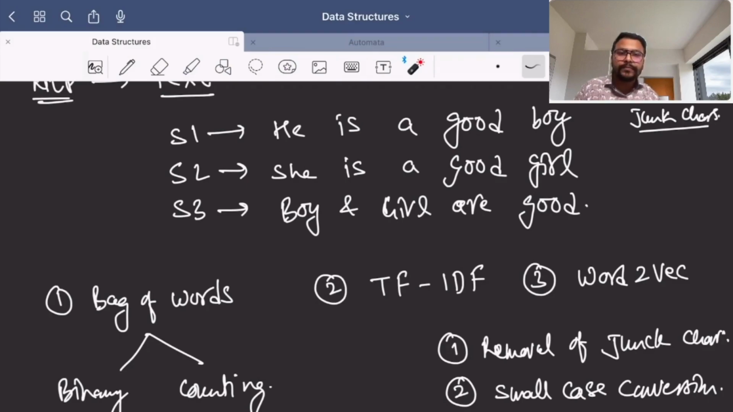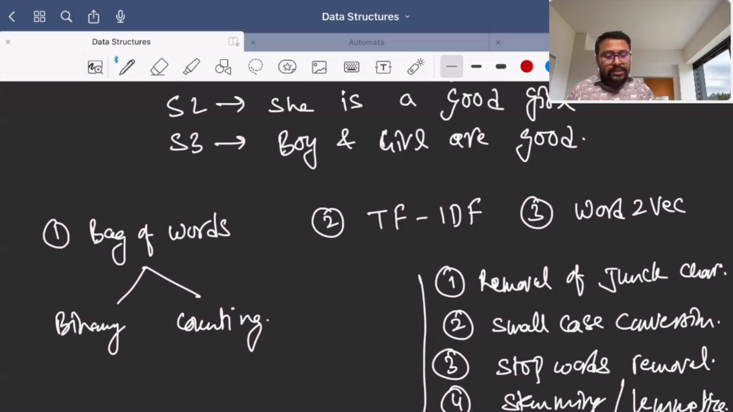I have to keep it. So we have a library in Python, stop words. Using that, we can remove the stop words. And after that, ultimately we will do either stemming or lemmatization, which I will explain to you at the end. After doing all these tasks, then we will do conversion of text into vectors, using either of these algorithms: bag of words, TF-IDF, or word to vec.